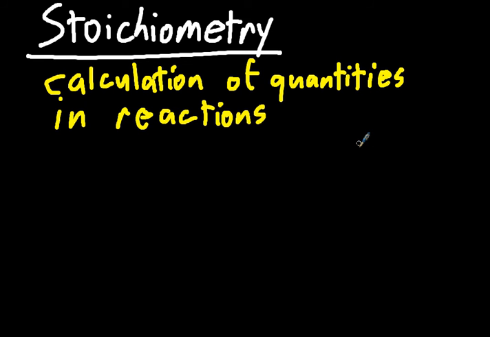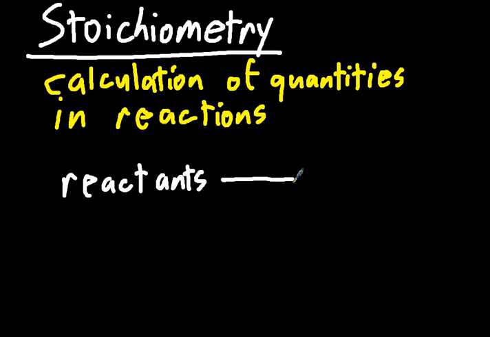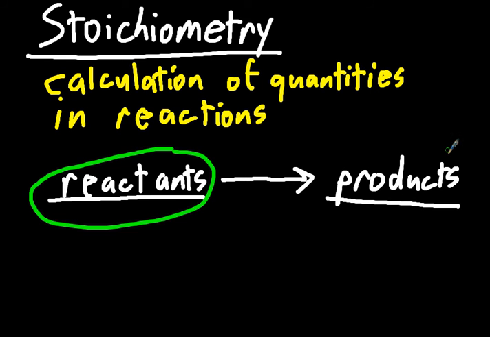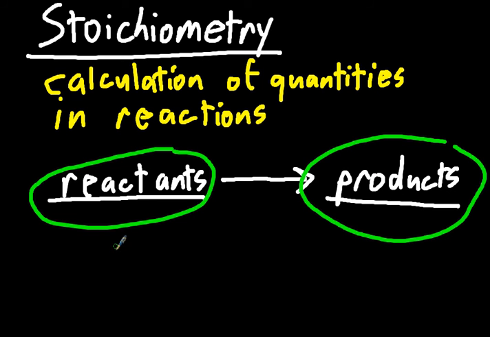So when we talk about stoichiometry, we talk about the relationship between reactants and products. So reactants are the stuff at the beginning of a reaction. The products are the stuff at the end of the reaction. So we're just talking about stuff at the beginning, or the reactants, and the stuff at the end, or the products, and how they relate to each other.